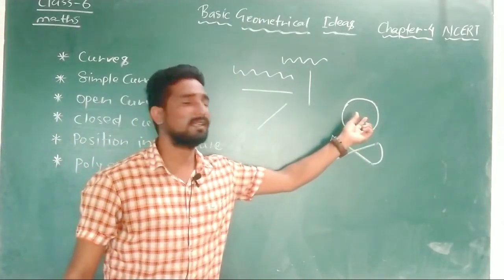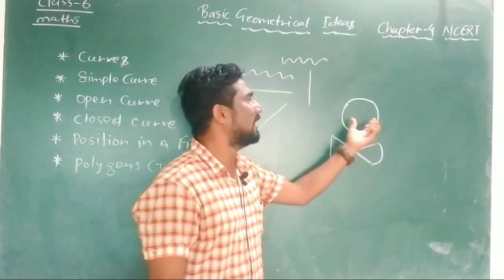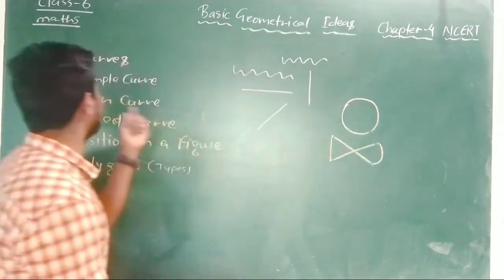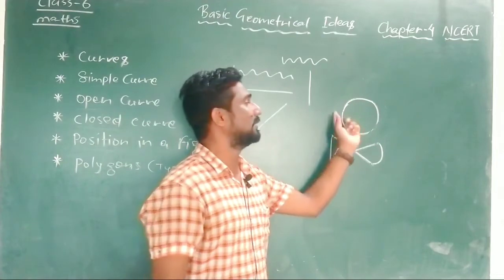This is a simple figure. This is looking like a what? Mama chapati or bangle, you can say. This is a simple picture. So that is why it is called simple curve, and this is not made by the straight line. So it is called curve, simple curve.